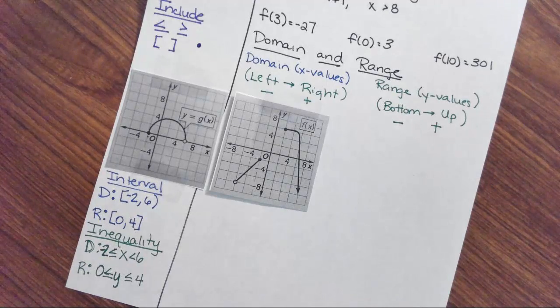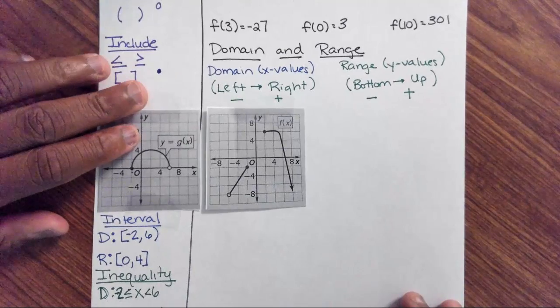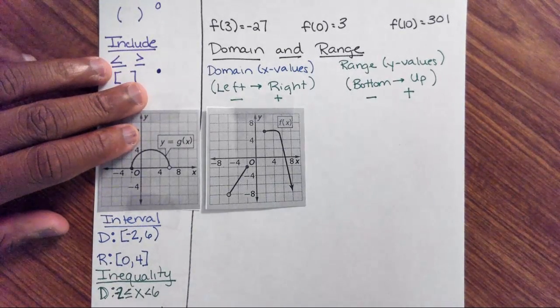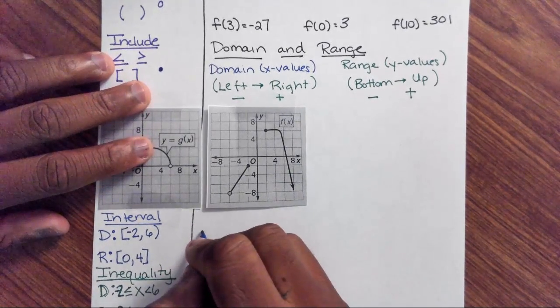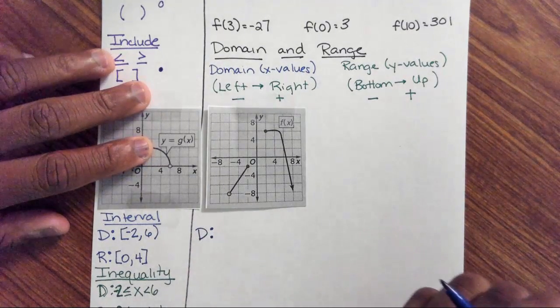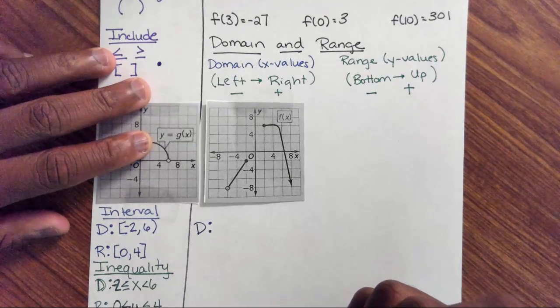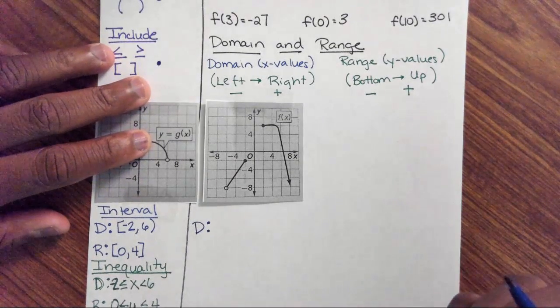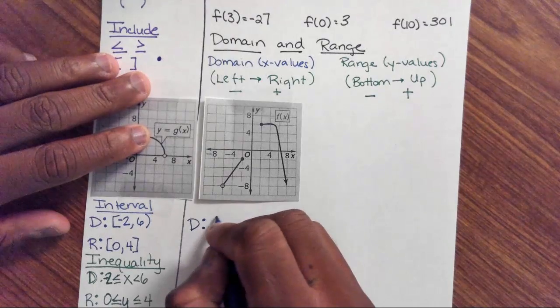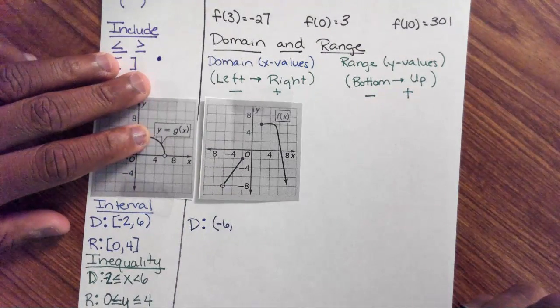Alright, let's talk about the domain and range of this function. The domain, again, is the leftmost x value to the rightmost x value, right? So the domain in interval notation, what is the leftmost x value on this graph? -6. Do I include or exclude the -6? How do I know to exclude it? We have an open circle, so we'll put a -6 up to what next?